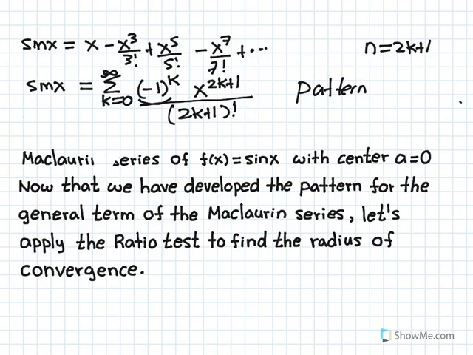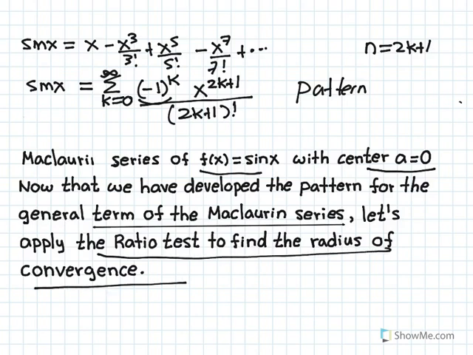So now that we have the Maclaurin series of f of x equals sine x with center a equal to 0, now that we've developed the pattern for the general term of the Maclaurin series, let's apply the ratio test to find the radius of convergence. All right, so let's do the ratio test. We have limit k approaches infinity, a sub k plus 1 divided by a sub k.